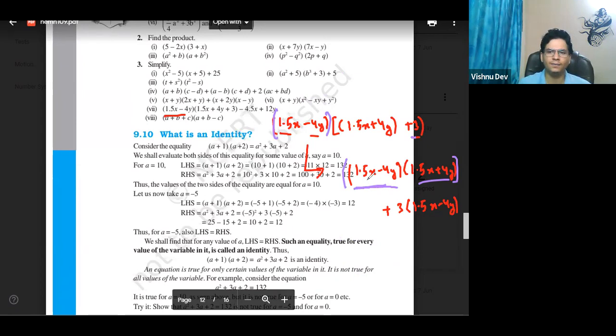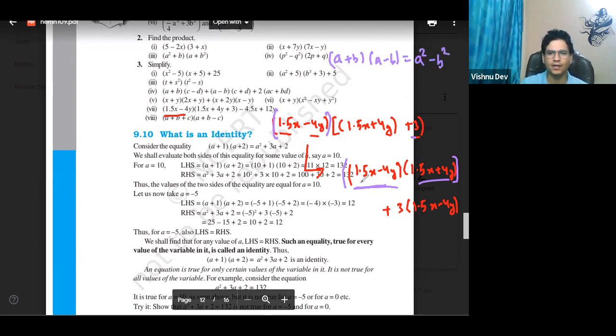(a minus b) into (a plus b). We just discussed, right? (a plus b) into (a minus b) is equal to what? Tell me. This is what we discussed at the start of the class, right? This is equal to a square minus b square.